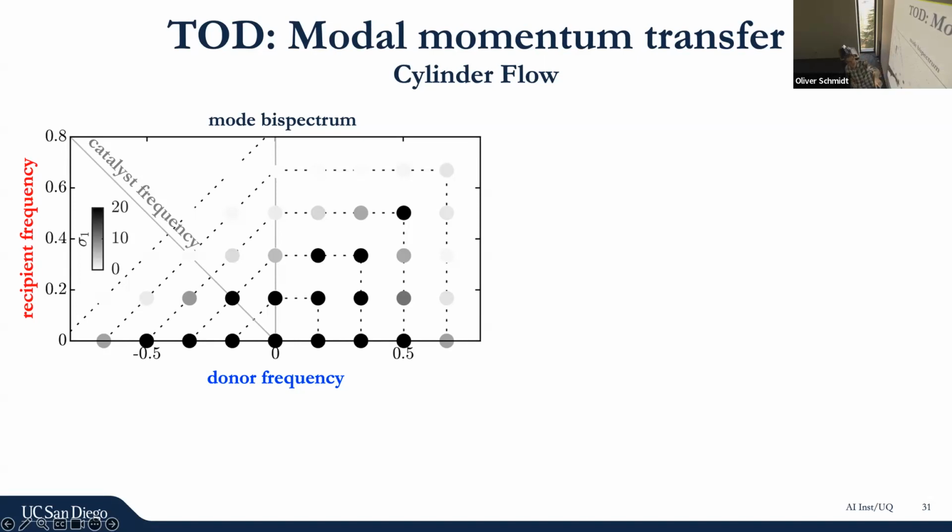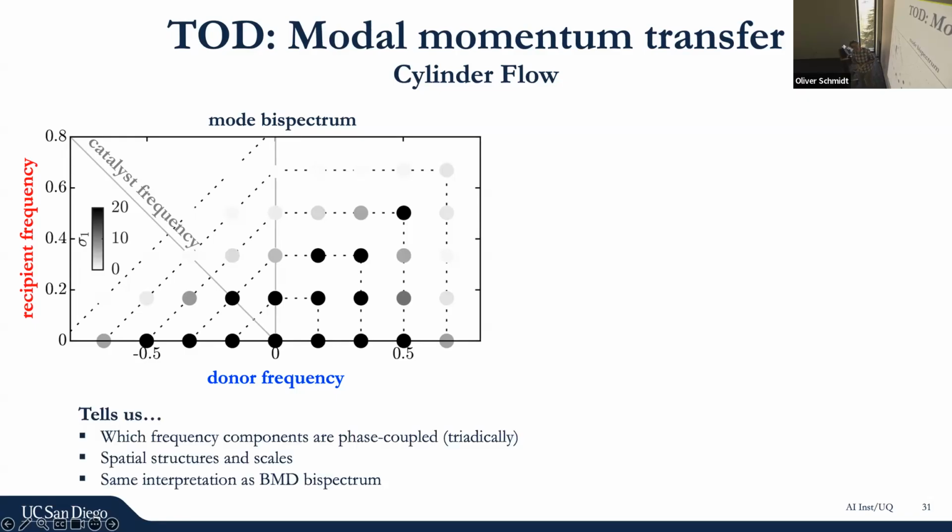This is for the cylinder flow. So we get these nicely separated because this is the fundamental, first harmonic, second harmonic, and so on. You can just check how they interact, right? How much do they correlate, these different frequency components in the flow? This doesn't tell us anything about the direction of the energy transfer yet. It just shows us, are these frequency components triadically coupled or not?